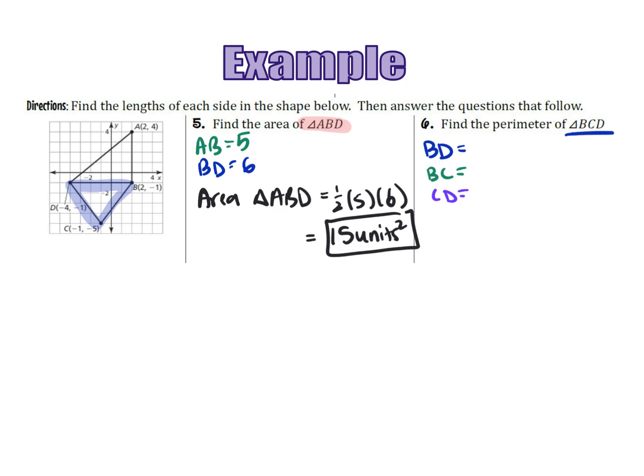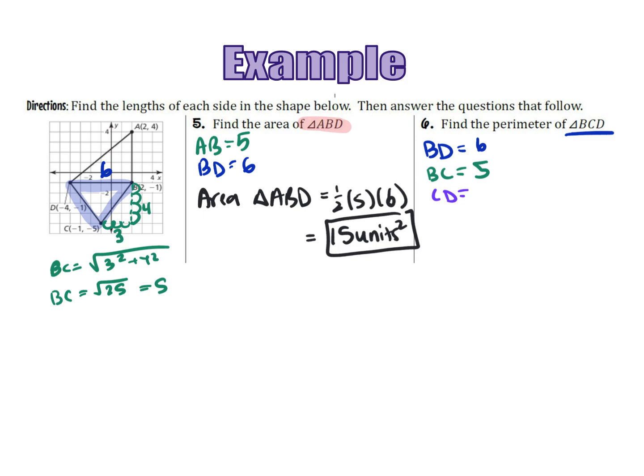Well, on problem 5, we already found the length of BD. That length was 6. To find the length of BC, we're going to create a right triangle here. This has 1, 2, 3, 4 by 1, 2, 3. And we can do the Pythagorean theorem to find the missing side, or if you notice, this is actually a Pythagorean triple. So BC is equal to the square root of 3 squared plus 4 squared. So BC is the square root of 25, which is 5. If you know that Pythagorean triple, then you don't actually have to show that work.